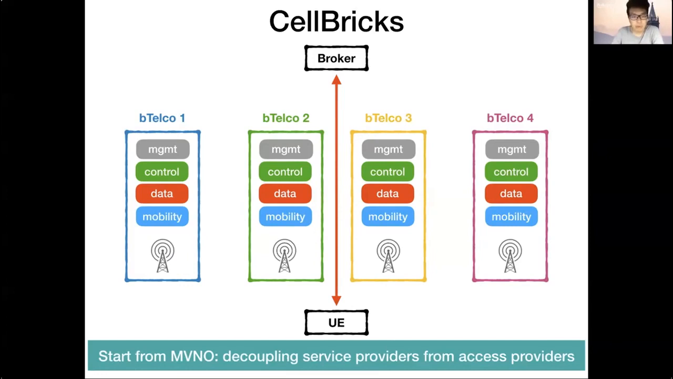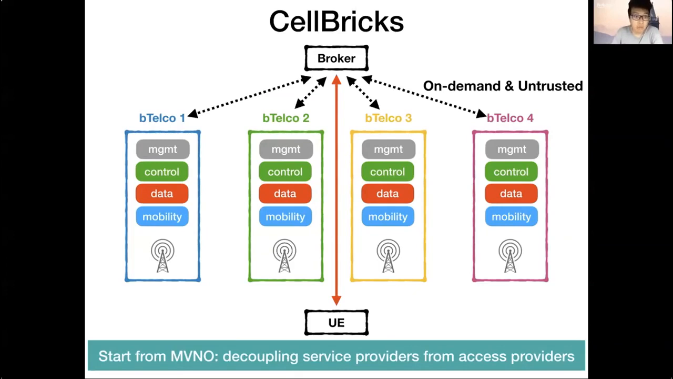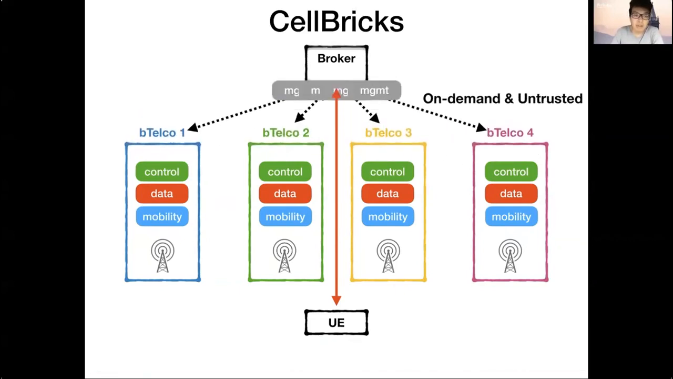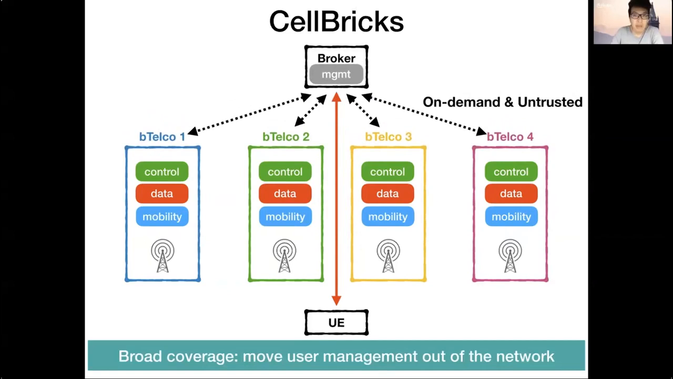Next, we depart from the MVNO architecture in order to support broad coverage and seamless mobility. For broad coverage, instead of having the broker establish contracts with all the small-scale bTelcos, we embrace an on-demand and untrusted relationship between broker and bTelco. Here, untrusted means that the broker does not need to have contracts with the bTelco, and on-demand means that the broker only establishes a relationship with the bTelco when one of its users requests to attach to the bTelco. To support such an on-demand untrusted relationship, we need architectural changes. Specifically, now that the bTelcos are untrusted, we can no longer count on them for implementing user management functions like authentication and accounting. Therefore, we move the user management function out of the network into the broker and user. By doing so, Cellbricks is able to use untrusted bTelcos in an on-demand fashion to achieve broad coverage.